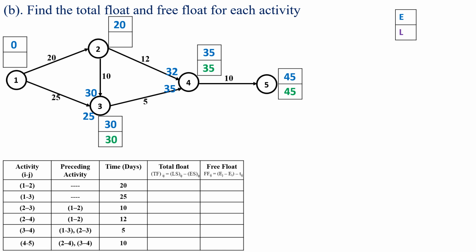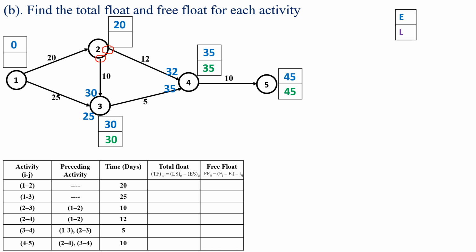Next we will move to the activity 2 to 4. Here observe that event 2 is the burst event for the activities 2 to 4 and 2 to 3. In the backward pass method, the latest start time at a burst event is the minimum time of the activities. So the latest start time at event 2 is the minimum of the latest start times of the activities 2 to 4 and 2 to 3.